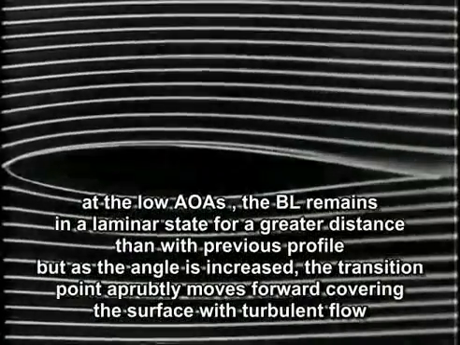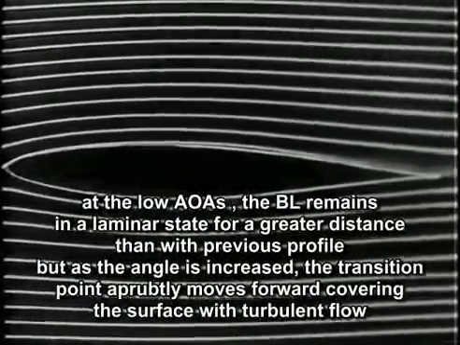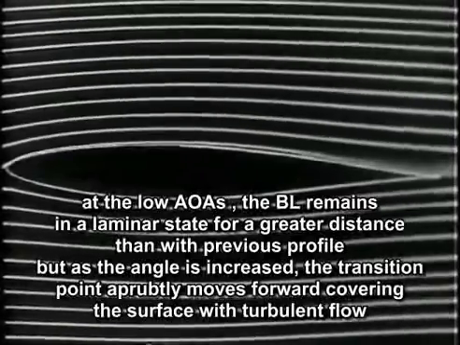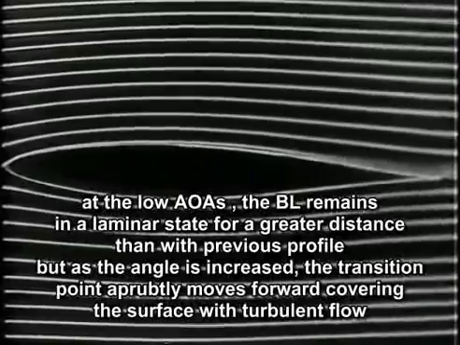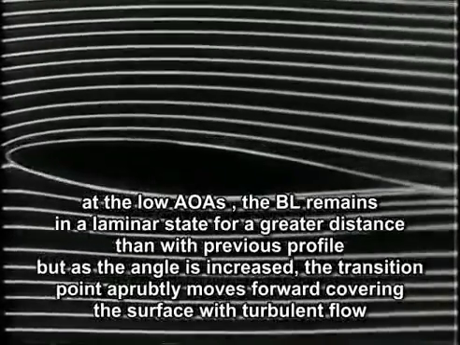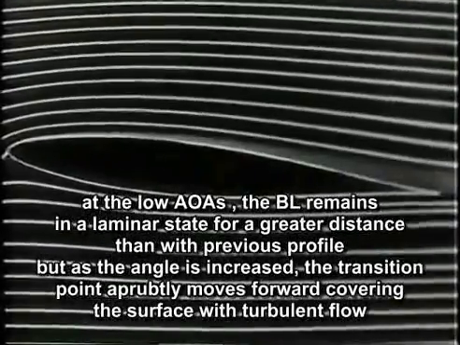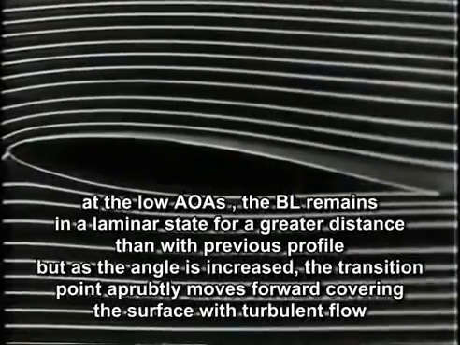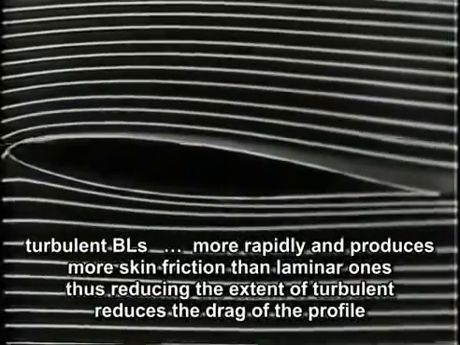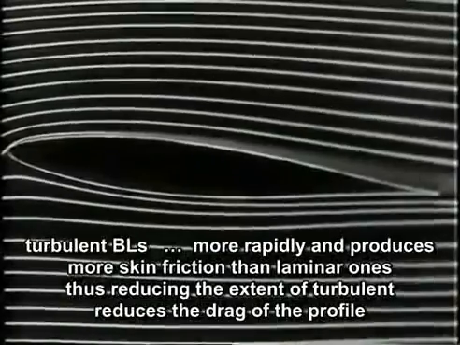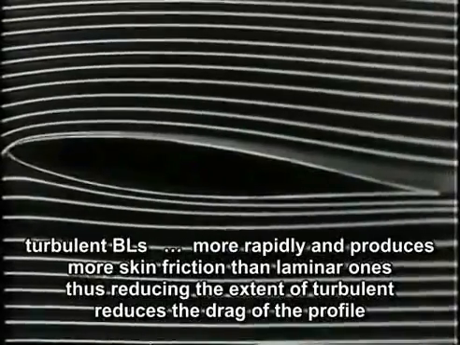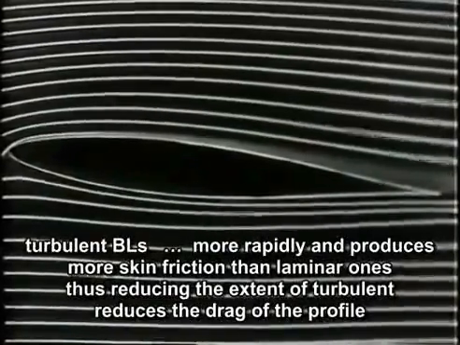At the low angles of attack, the boundary layer remains in a laminar state for an appreciably greater distance than with the previous profile. But as the angle is increased, the transition point abruptly moves forward, covering the surface with turbulent flow. Turbulent boundary layers thicken more rapidly and produce greater skin friction than laminar ones. Thus, reducing the extent of turbulent flow reduces the drag of the profile.